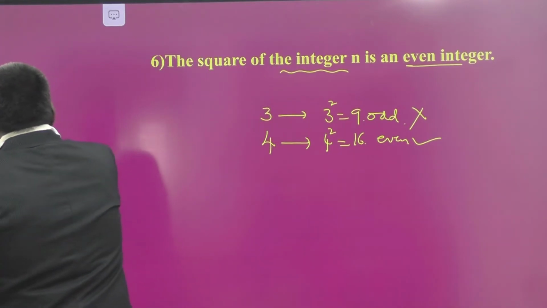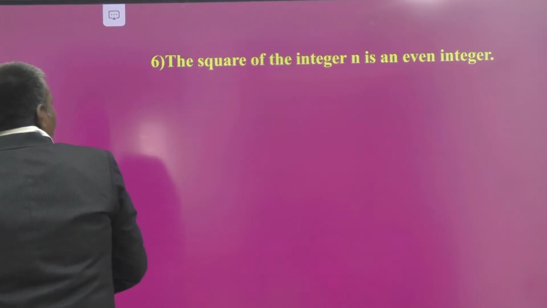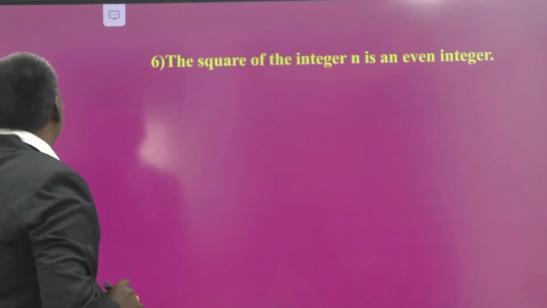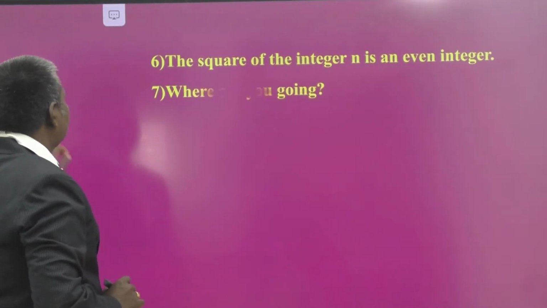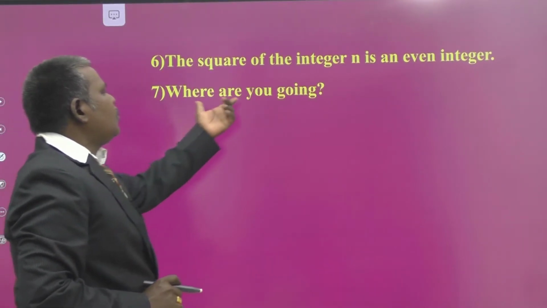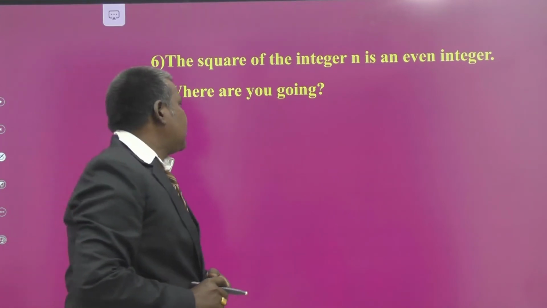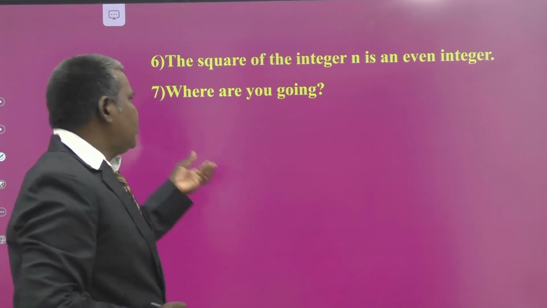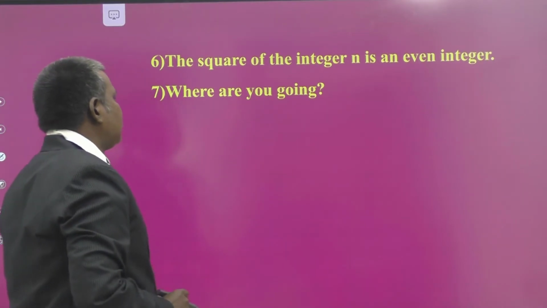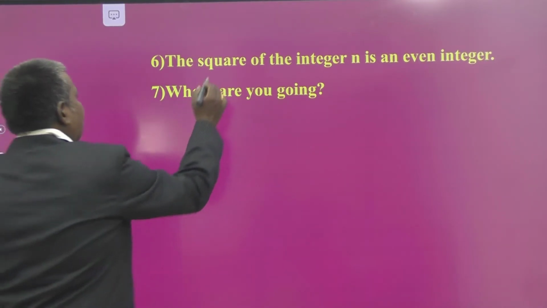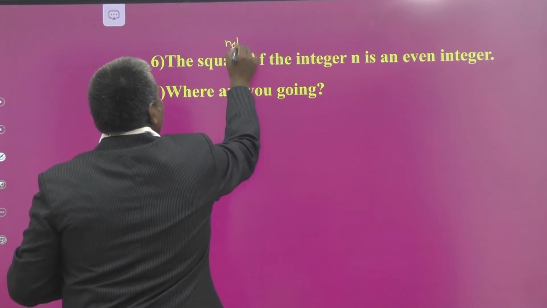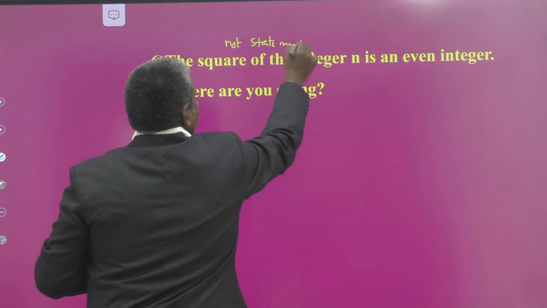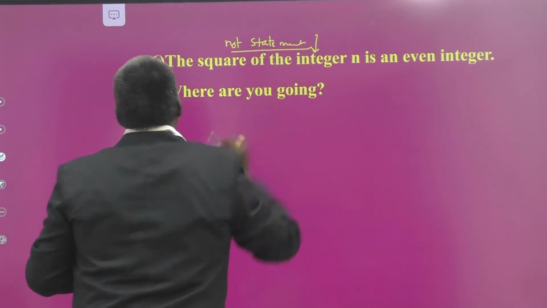Next example. Where are you going? See this sentence. Where are you going? This is a question. It is not a statement. So it is not a mathematically acceptable statement. These are examples of non-statements.